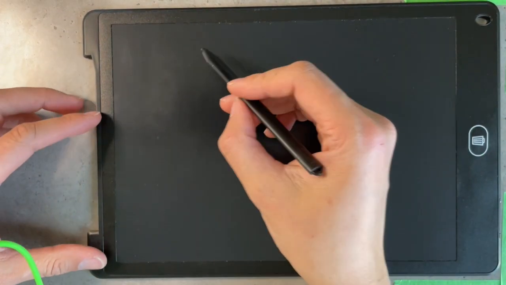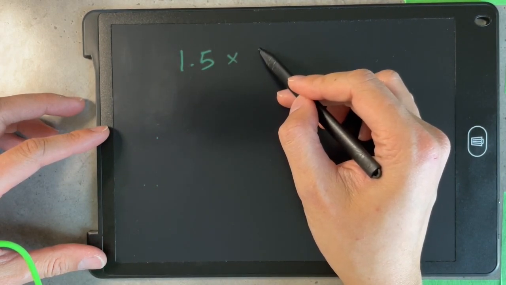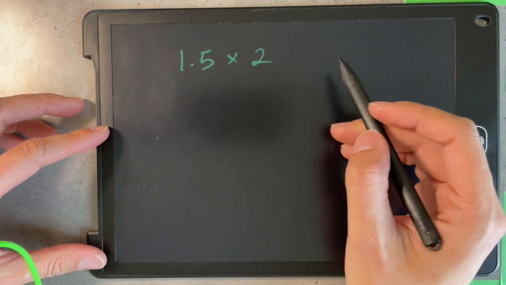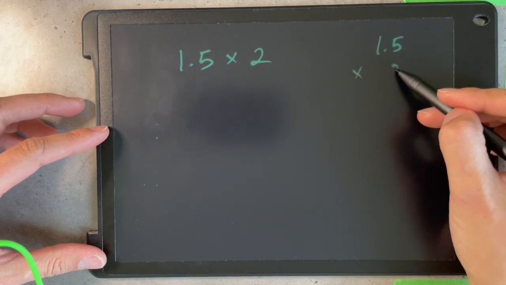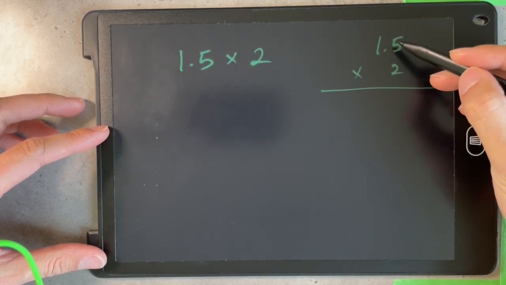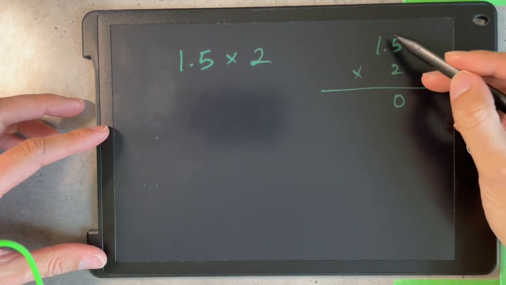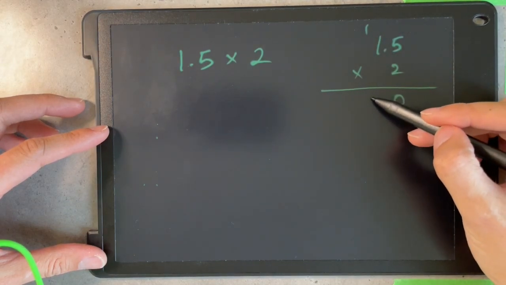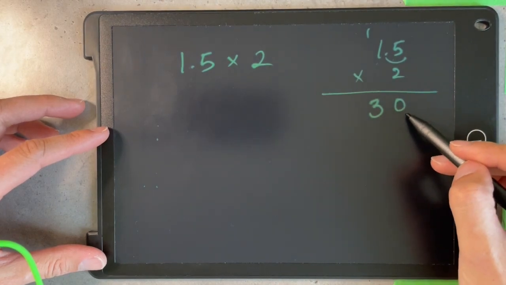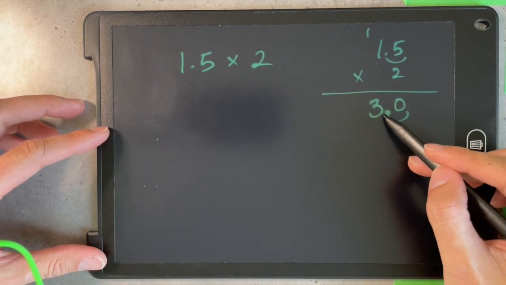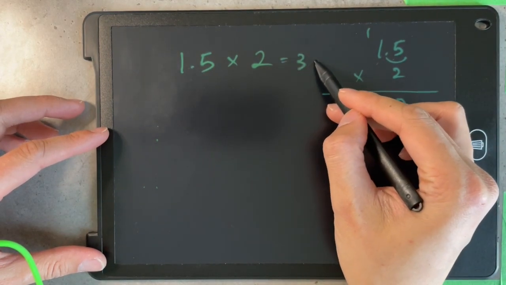For multiplication, let's just do a simple one, times 2. You write them down like this, multiply by 2, and you ignore the decimal place. Do it as if you're doing 15 times 2. So 5 times 2 is 10. 1 times 2 plus 1 is 3. And then you look at how many decimal places. I have 1 here, none here, so I just have to go from the back, one place to the left. So the answer is 3, or 3.0.